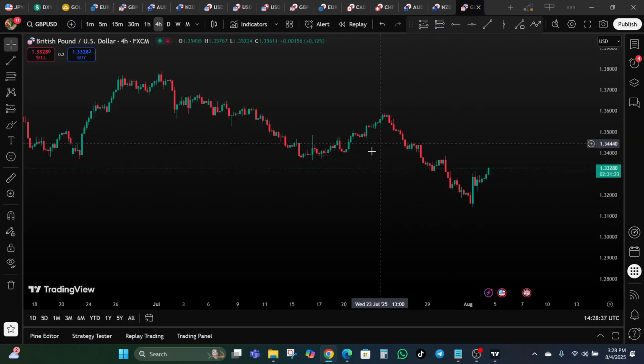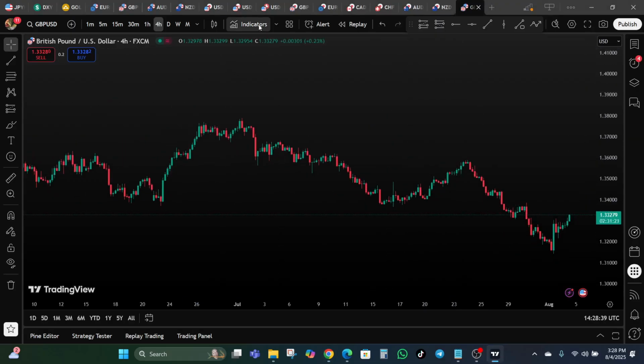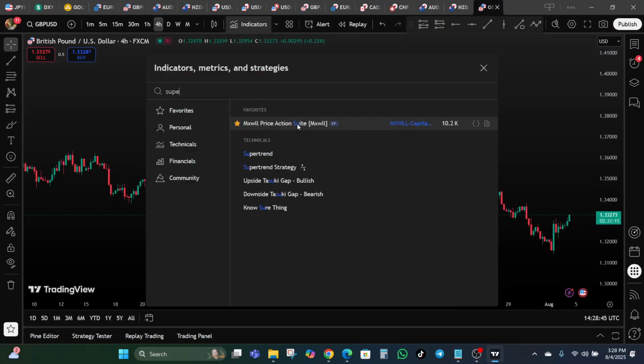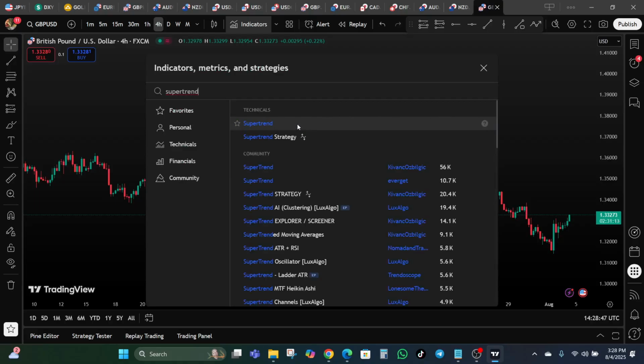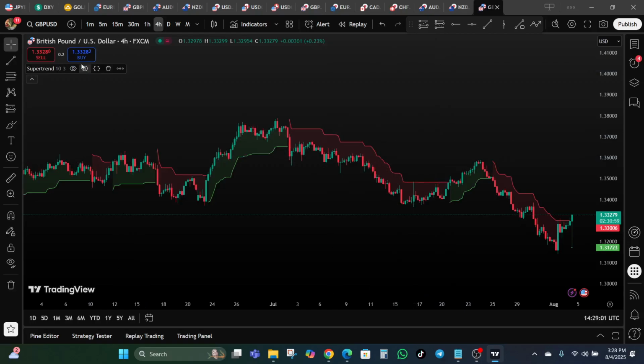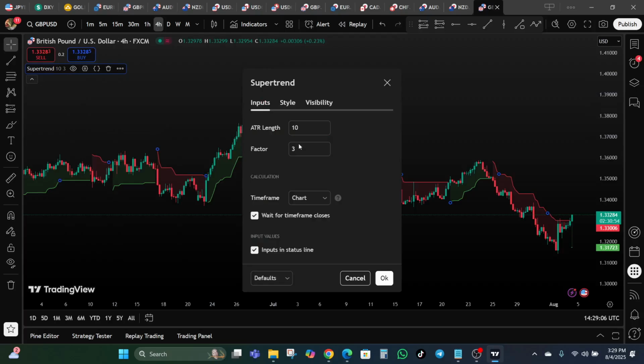Now, first of all, you have to start by adding the Supertrend indicator to your chart. We're going to do that real quick. The Supertrend indicator, we're going to add it to the chart right away. Now having done that, we can decide to tweak the settings a bit. If you want to use the default settings, you can do that.